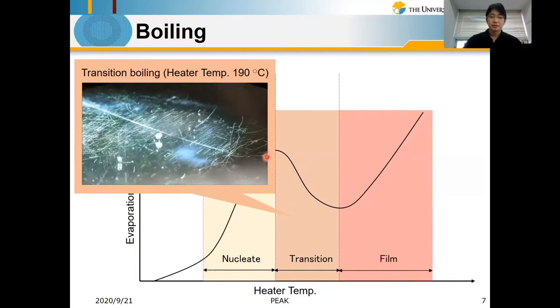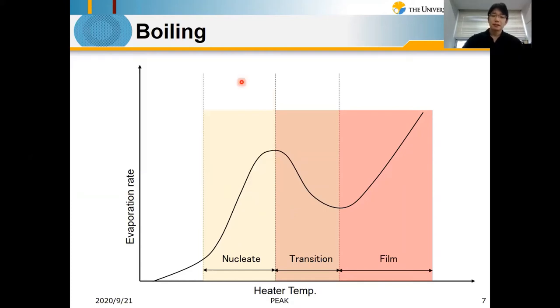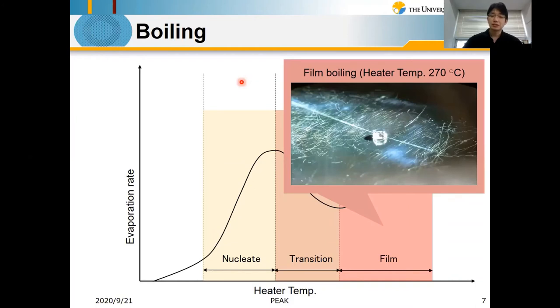Next, the temperature of the hot plate becomes 270 degrees C. What do you think? It is a higher temperature than 190 degrees C, so it could be very dangerous. To tell the truth, it is not dangerous.